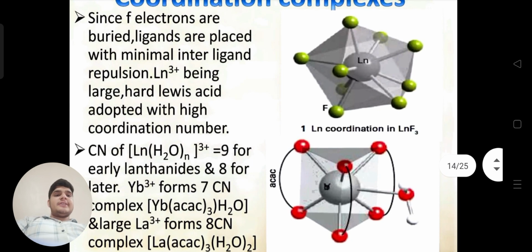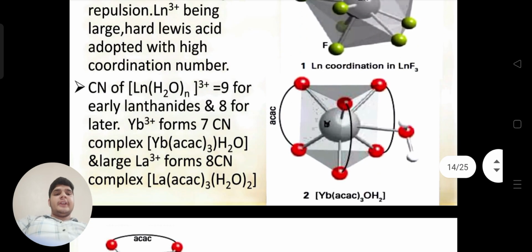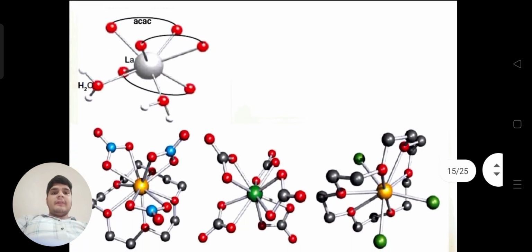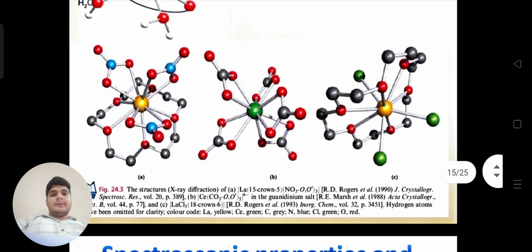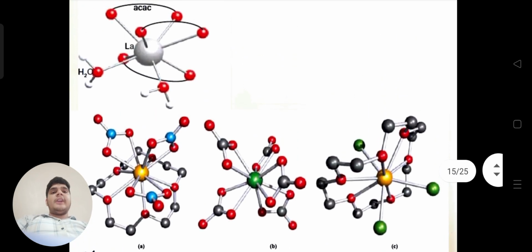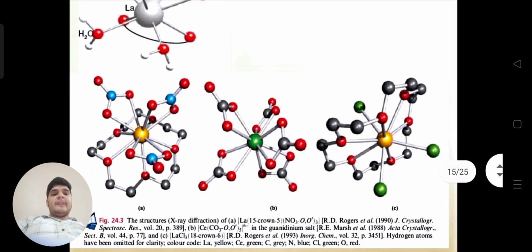Its structures are shown in the figure with the coordinating ligands, having LnF3 and Yb(acac)3(OH2). Here we see the structures of the following coordination complexes. These structures are obtained by X-ray diffraction.